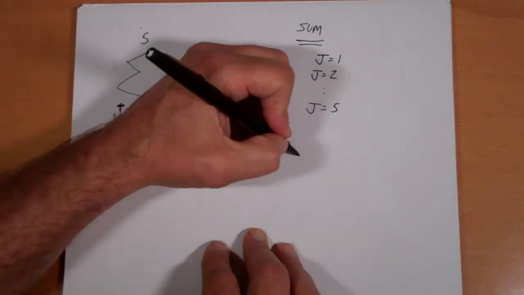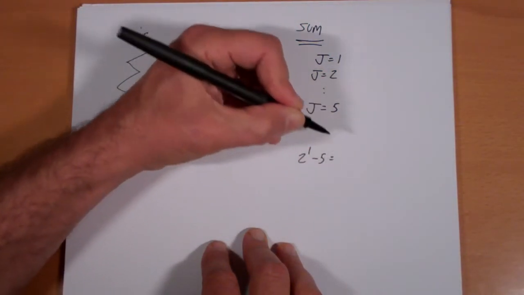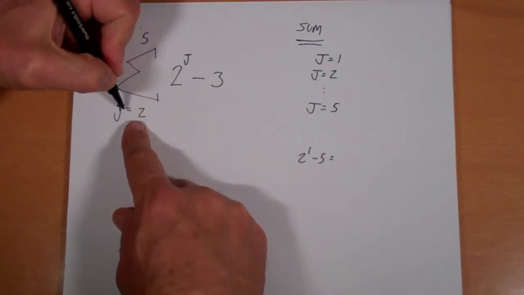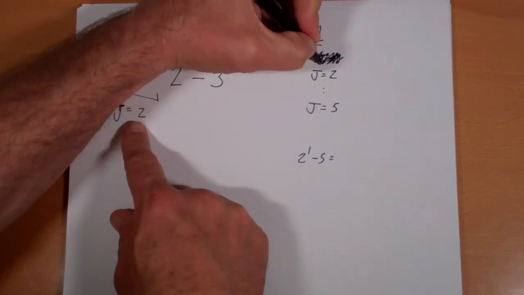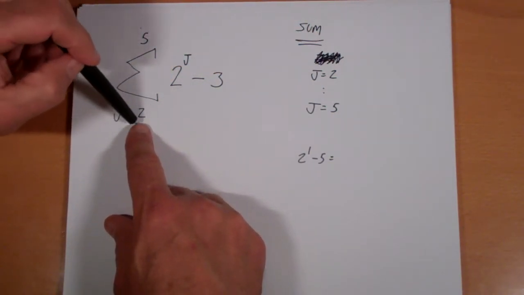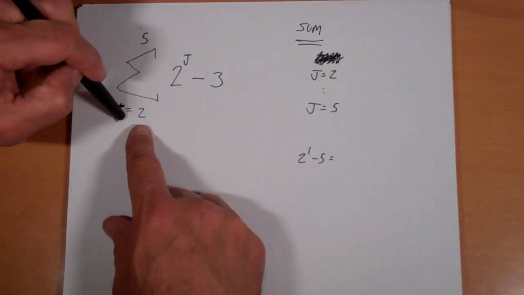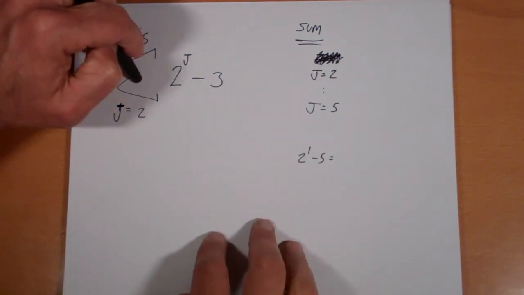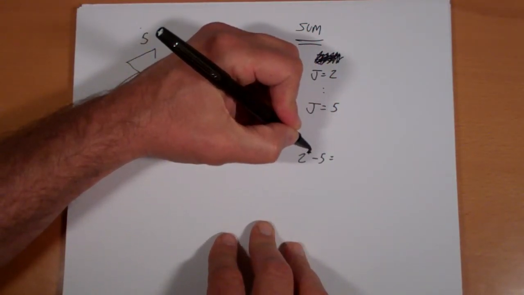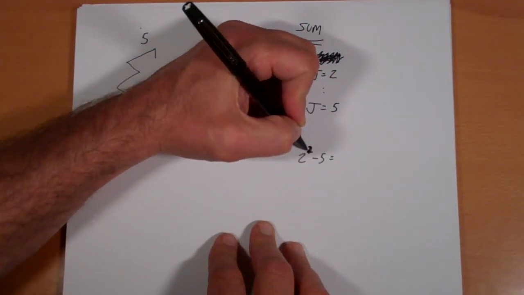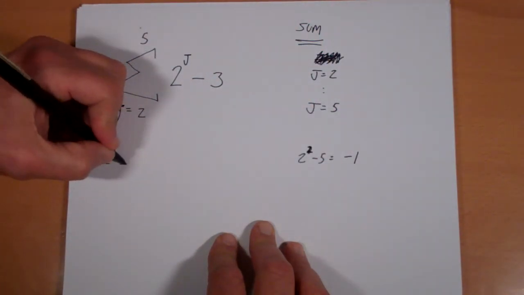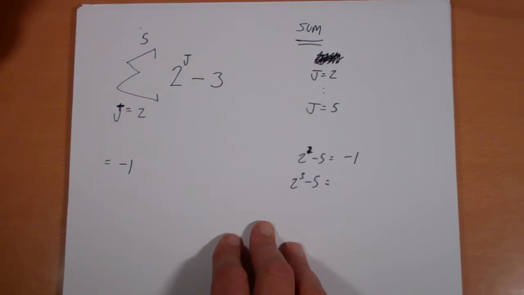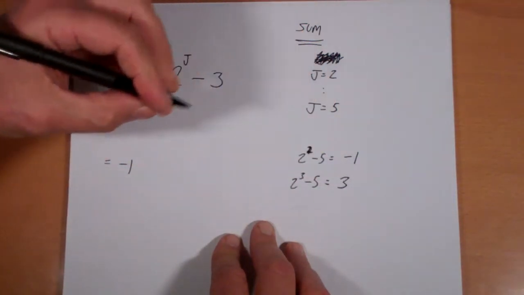So we just plug numbers in. We usually start at 1, but not always. Here we're going to start at j equal to 2, and we're going to go 2, 3, 4, 5. So 2 to the 2 minus 3: 2 squared is 4, minus 3 is 1. And then you go 2 to the third minus 3. 2 to the third is 8. 8 minus 3 is 5, so you're going to add 5.